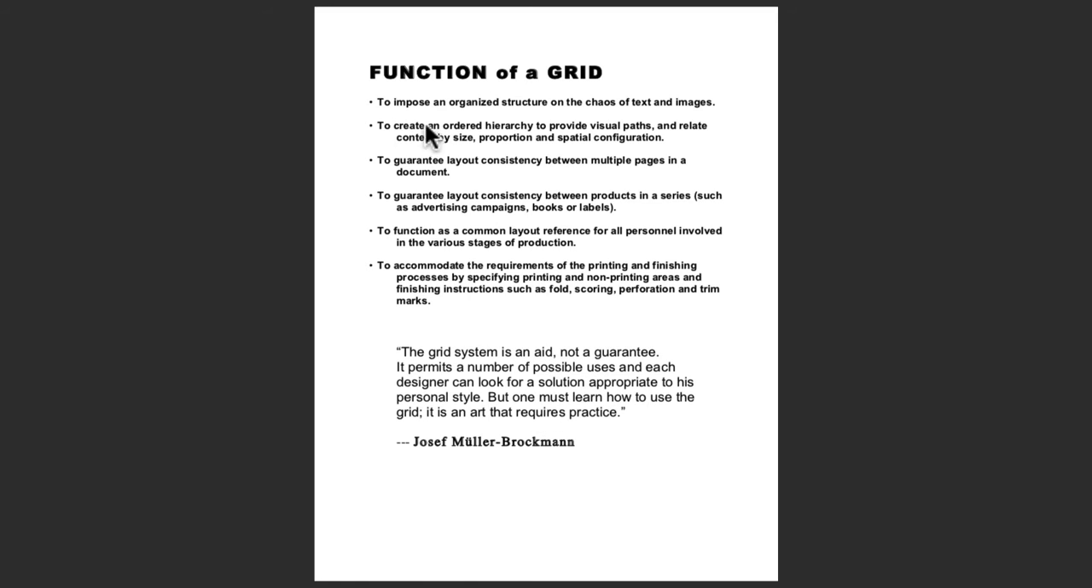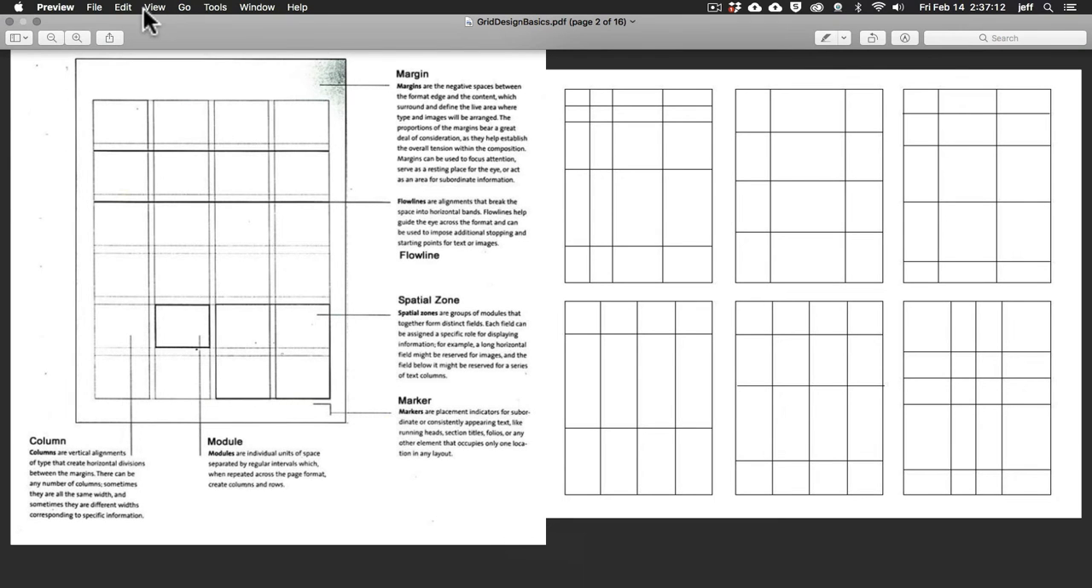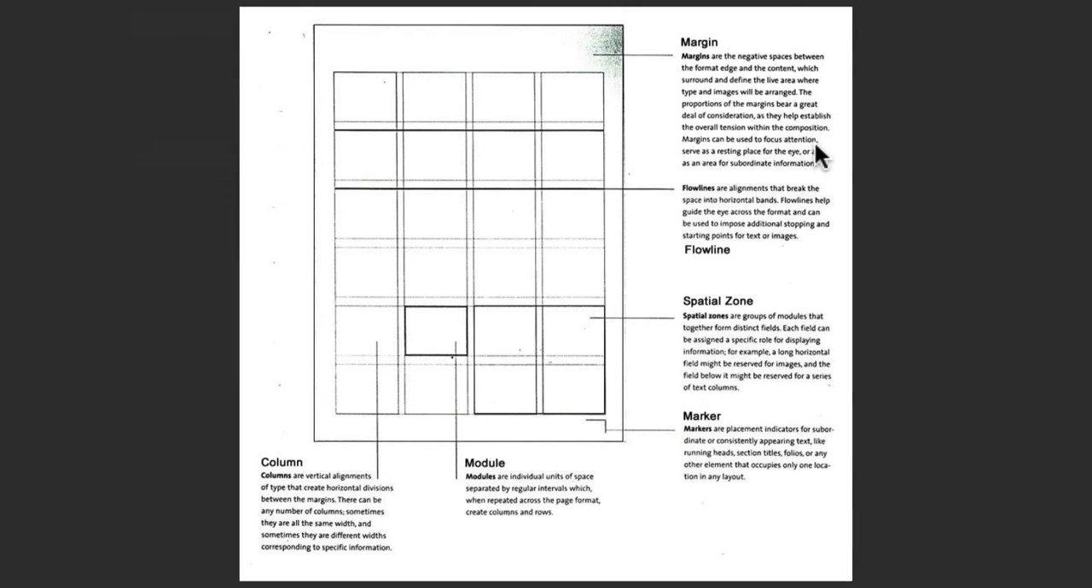So, that is not what I wanted. I want to show single page. So remember, we talked about the parts of the grid and the parts of the page, right? So remember, you're always going to want to have margins unless you intentionally want to have a bleed.